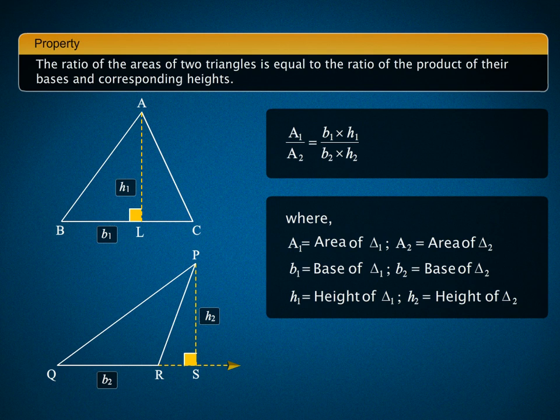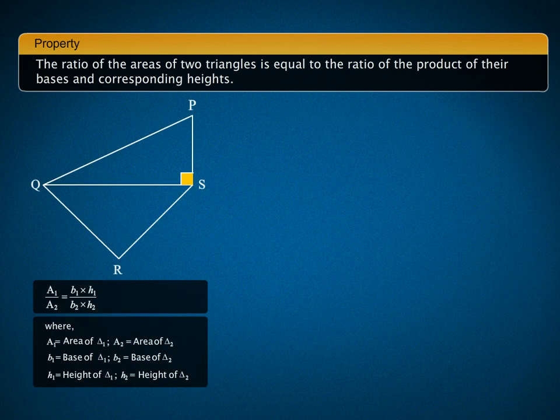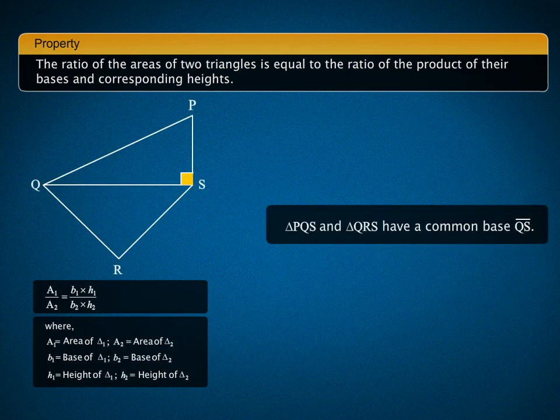Let's use this property to find the ratios of areas of two triangles with common base, with same height, and also with common or equal bases and equal heights. First, consider triangle PQS and triangle QRS on common base QS as shown. Note that triangle PQS has height PS and base QS. In triangle QRS, draw a perpendicular RT such that it has height RT and base QS as shown.